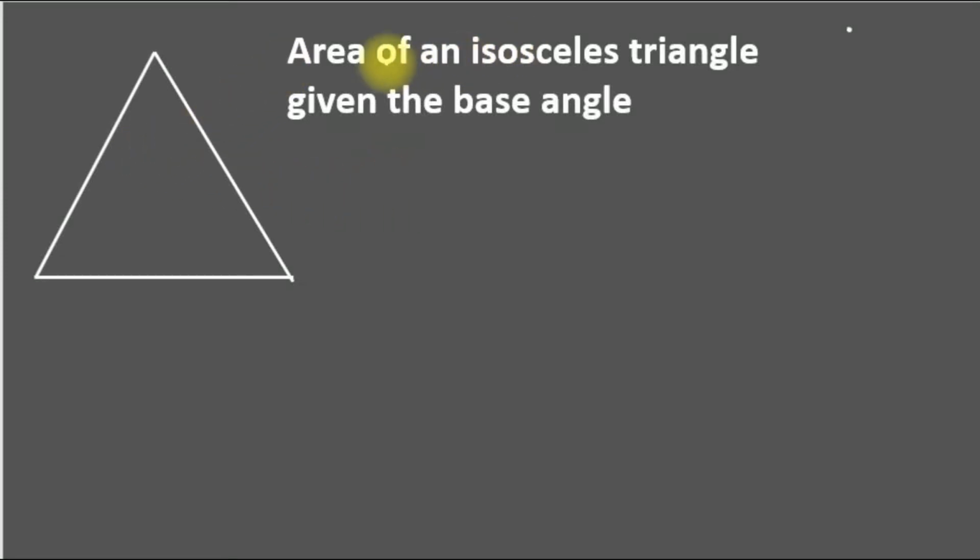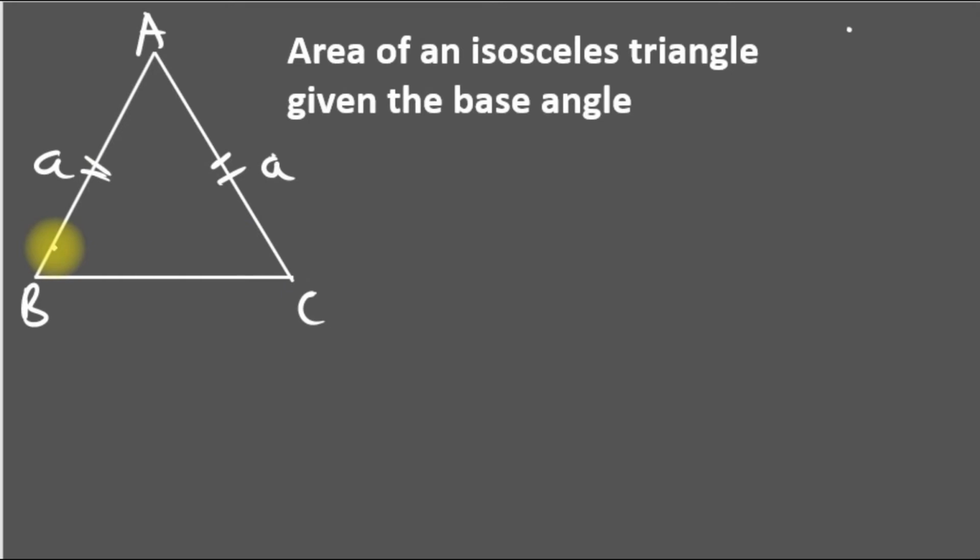So we are on area of an isosceles triangle given the base angle. So assuming you are given an isosceles triangle ABC, in any isosceles triangle two sides are equal, are congruent. So this is always congruent to that. So assuming the length of this side is A, this is also A.